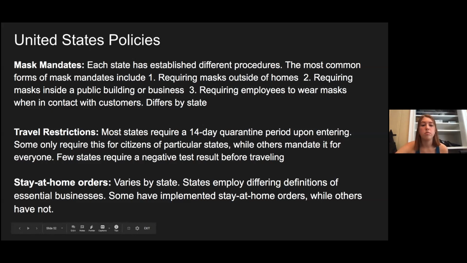So in terms of stay-at-home orders, this also varied by state. One of the main stay-at-home orders restricted people to staying in their homes and closed a lot of businesses except for essential businesses, obviously. But one problem with this was that different states employed different definitions of what it meant to be an essential business. So it was kind of hard to determine when each state was giving different definitions of this. Some states have implemented stay-at-home orders while others have not at all. Next slide.